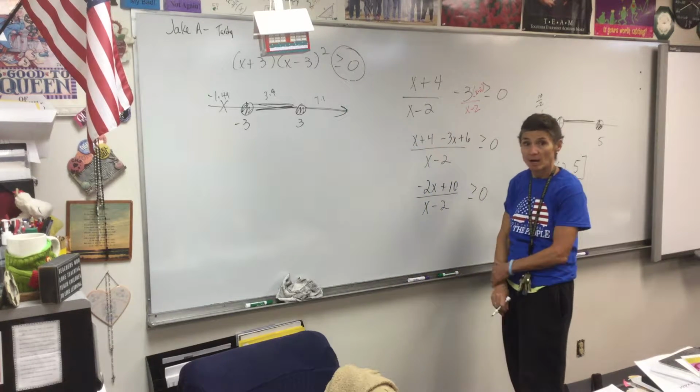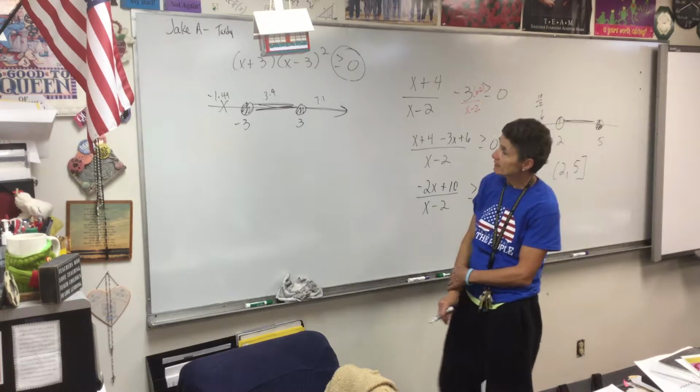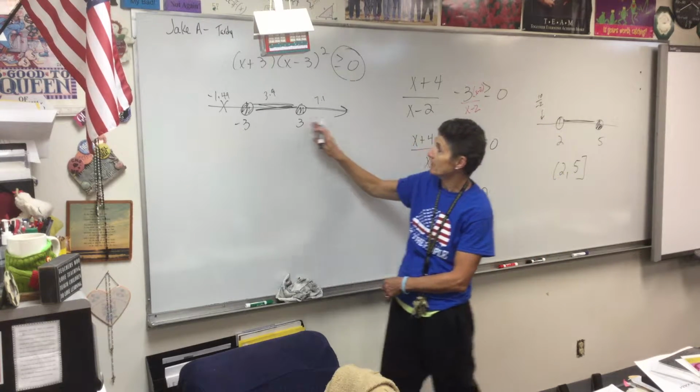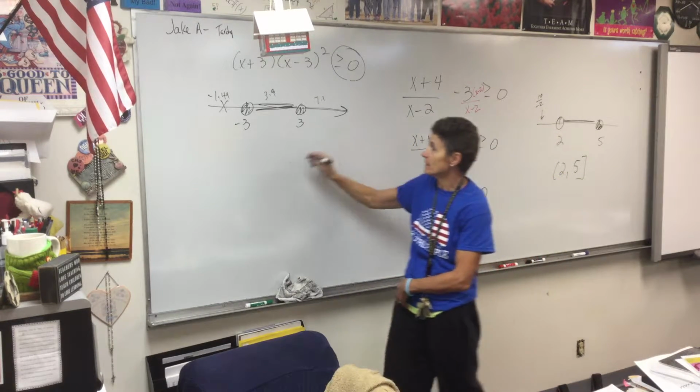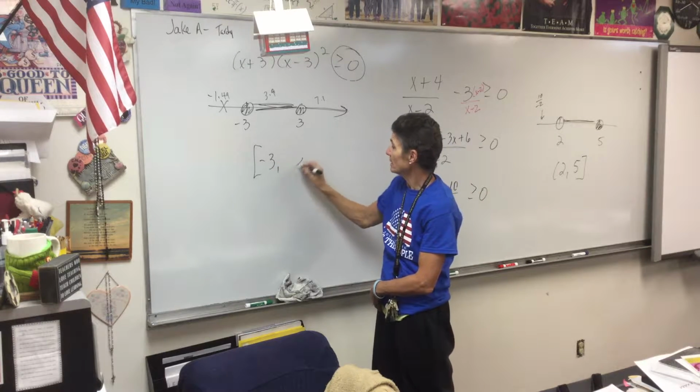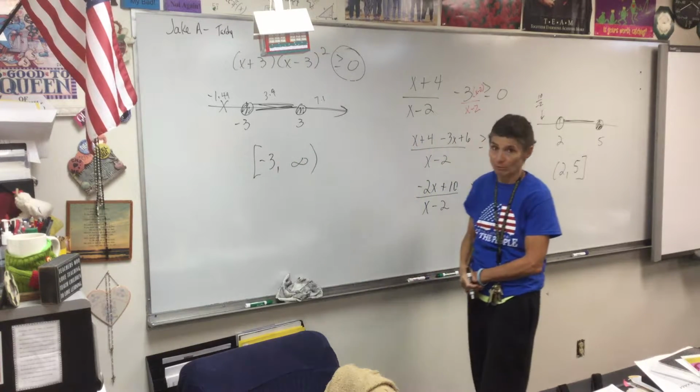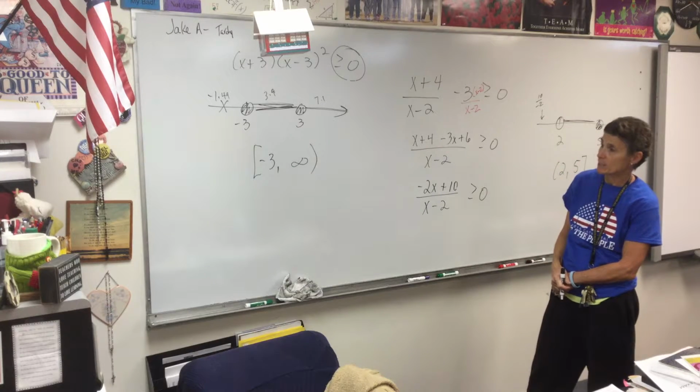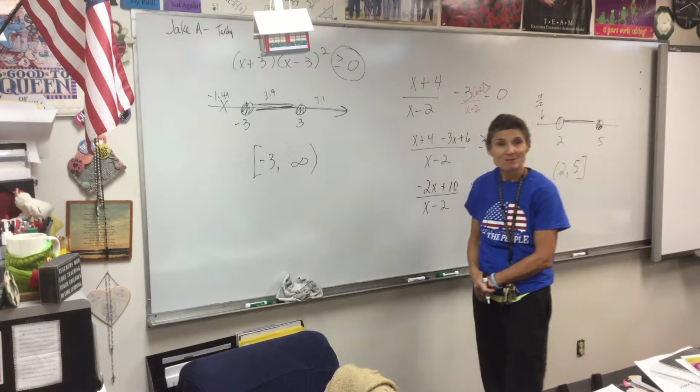So what did I end up coloring in this problem? I ended up coloring everything from -3 all the way to infinity. So -3 is bracketed. Remember, your infinities are never bracketed. So -3 to infinity is your answer.